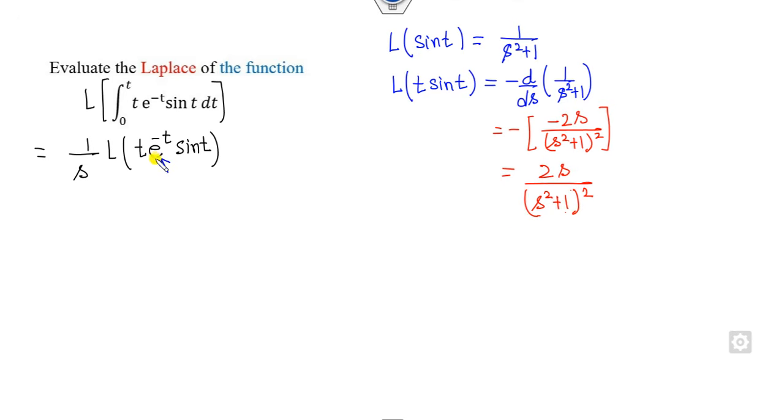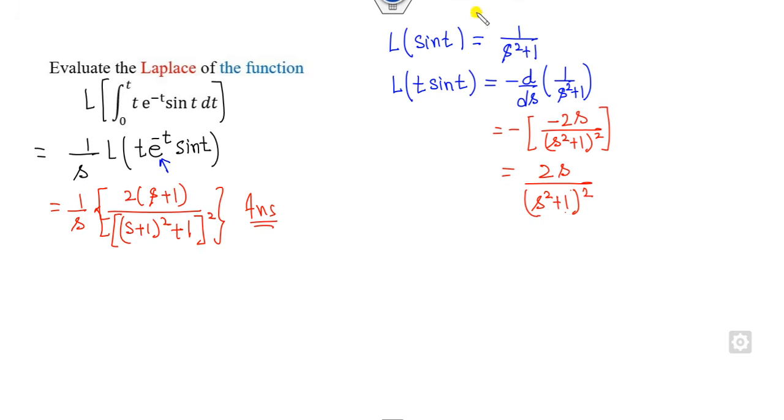Now I can use the shifting first theorem. What is the shifting first theorem? s to be s plus 1. So this is (s plus 1) divided by ((s plus 1) square plus 1) whole square. So that is the right answer of this problem.